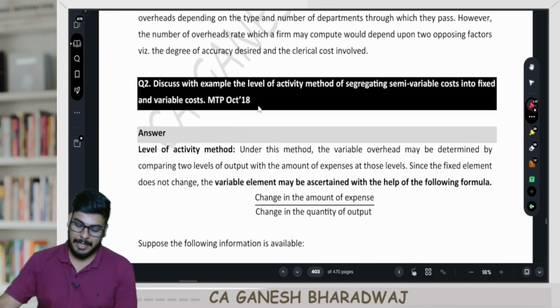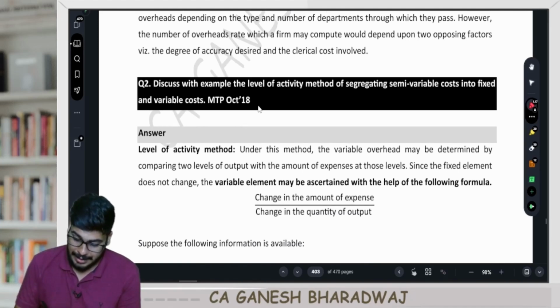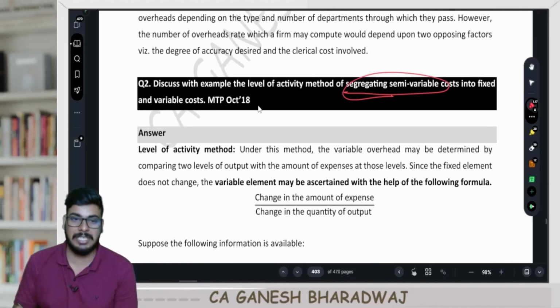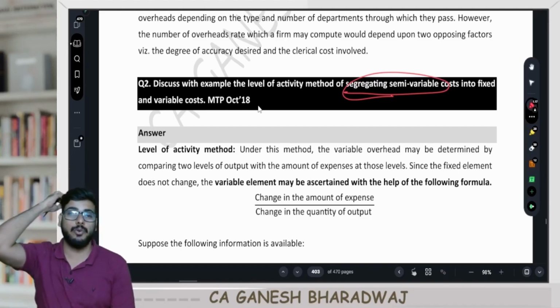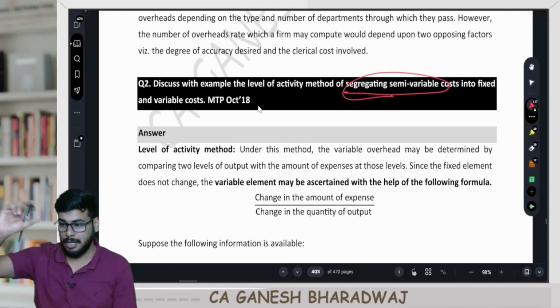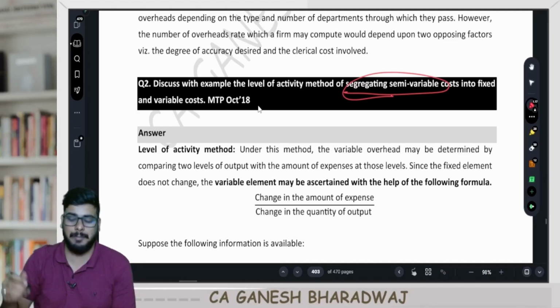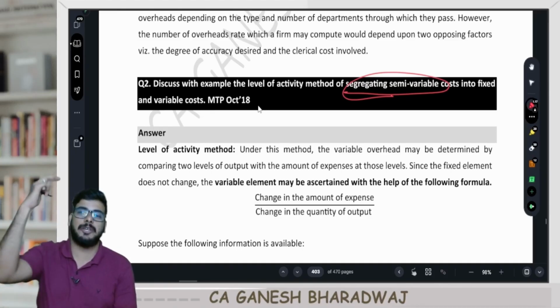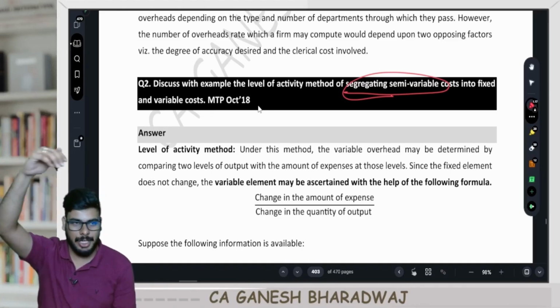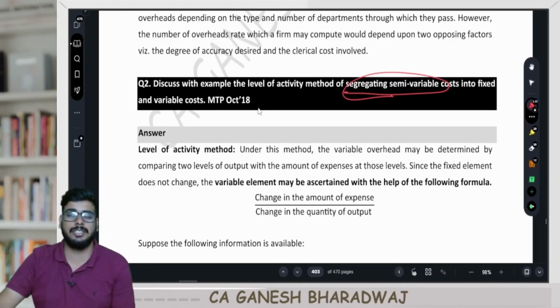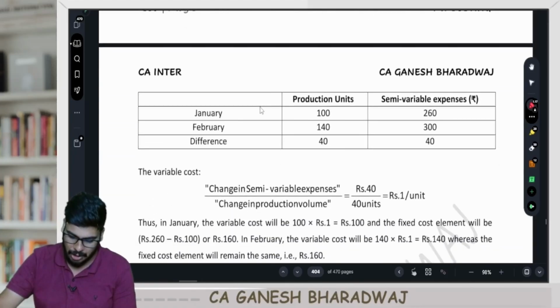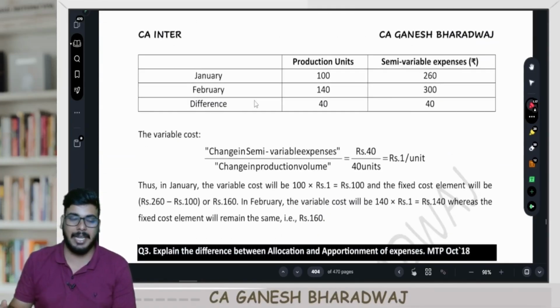Then discuss with an example the level of activity method of segregating the semi-variable cost into fixed and variable. Now, how do you segregate your semi-variable cost into fixed and variable? The difference in cost divided by the difference in quantity will give you the variable cost per unit. That variable cost per unit, you will put in the total equation. You will arrive at the fixed cost. That is, total cost minus variable cost gives you the fixed cost. So they have just picked one example and put it here.